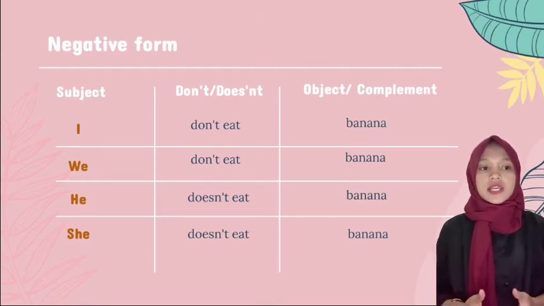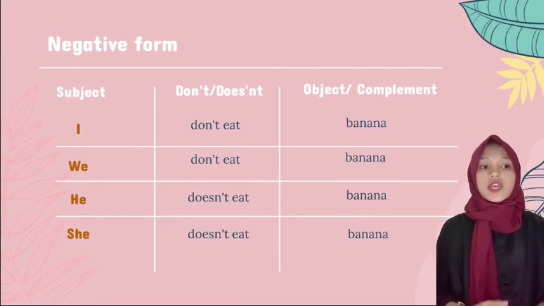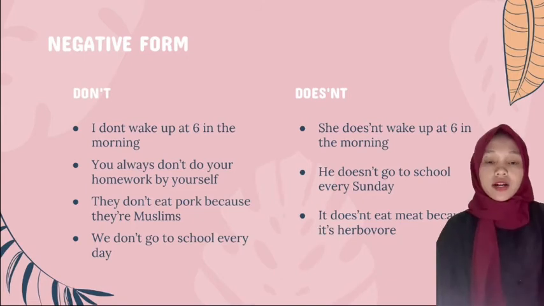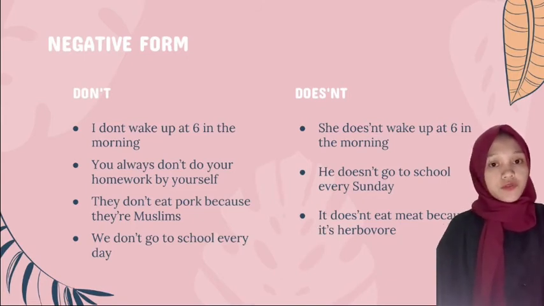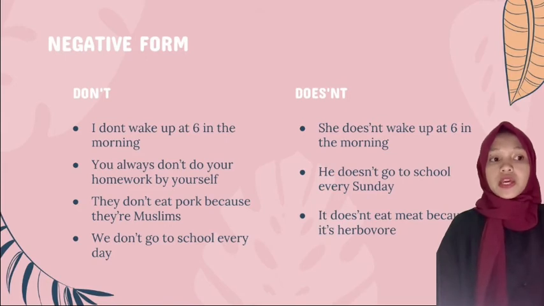We can see here that we use don't with I, you, they, and we. What about doesn't? We can conclude that we use doesn't with he, she, and it. I will show you other examples of the negative form. We can see the difference between don't and doesn't. First is don't: I don't wake up at 6 in the morning. You always don't do your homework by yourself. They don't eat pork because they're Muslim. We don't go to school every day. We can use don't if the subject is I, you, they, and we.